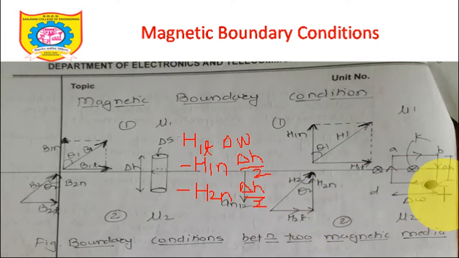Now I will start my journey from C to D. There is no question of making it half because the CD segment exists entirely in region 2. What is the length? Delta W. Now try to find the component in this direction of H bar. If I am traveling from right to left, I have H2t, which has the direction rightward, from left to right. So can I write it as minus H2t? Yes, I can write minus H2t into delta W.